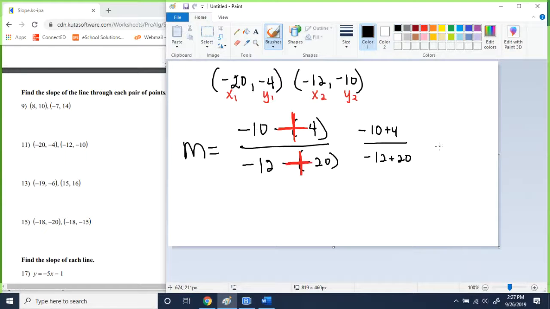And remember, we're finding the slope. So we have negative 6 over 8. Reduce all fractions. So my answer would be negative 3 over 4. Another negative slope.